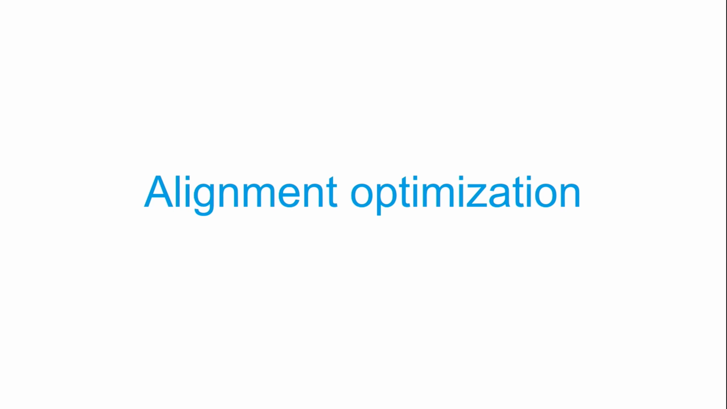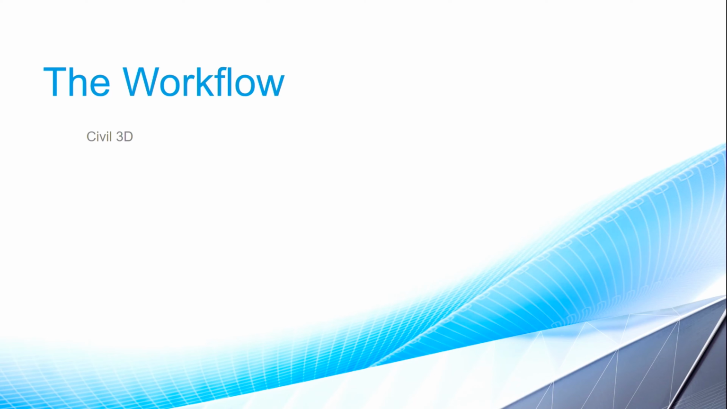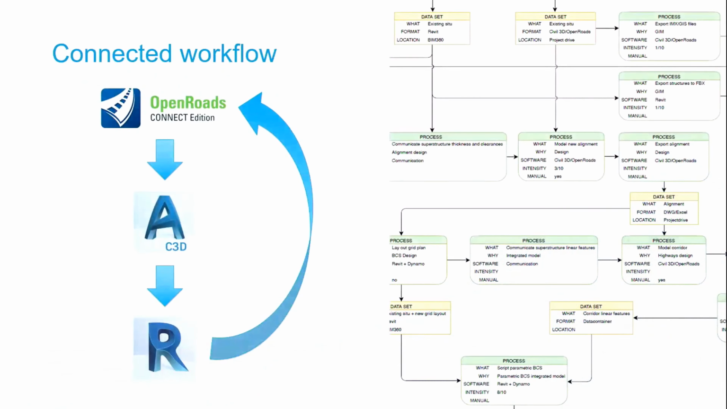And that makes this bridge a bit more complex. So because the alignment, where we have to fit it in, is really tight and dense, our main focus at the beginning of this project was all about alignment optimization. And that is where we came up with this workflow. The workflow uses an alignment coming from Civil 3D, and the workflow looks like this.